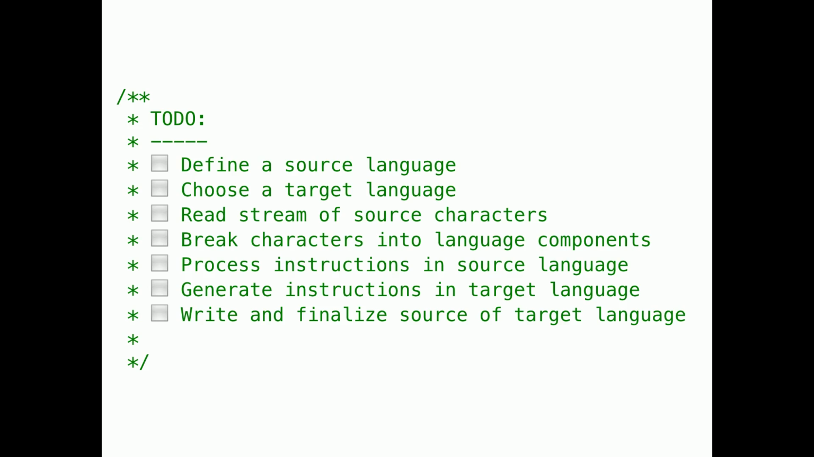So we're going to have to read in a stream of characters in our source language, probably from a file somewhere. Then we're going to have to break those characters into the language components of our source language, process the instructions that they're representing, that the developer is expressing, and finally generate instructions in this target language. Then we'll have to put those instructions somewhere, again, probably in a file, and do some kind of finalization step, maybe an intermediate build step. So let's get started by talking about the source language.